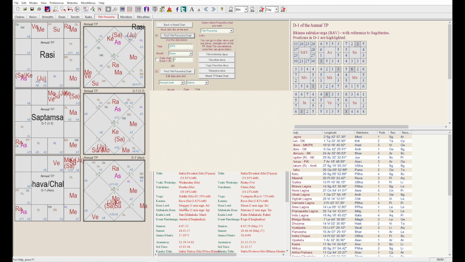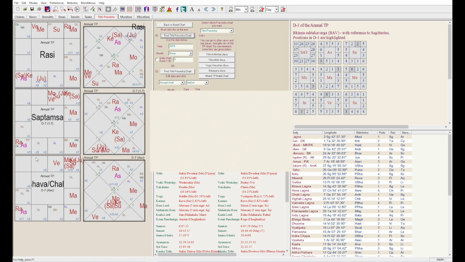Hora Lord Mercury. Hora Lord Mercury is strongly posited in his exaltation sign. Lagna is afflicted by Rahu and Ketu. Lagna Lord Jupiter is in the 6th house. He's in the 7th house along with so many other planets.